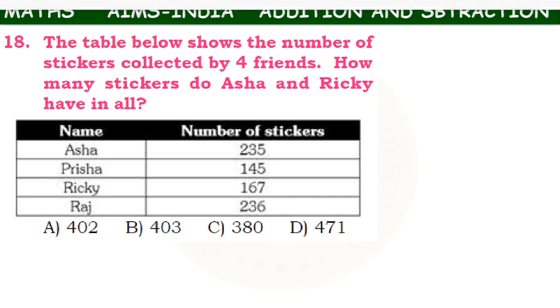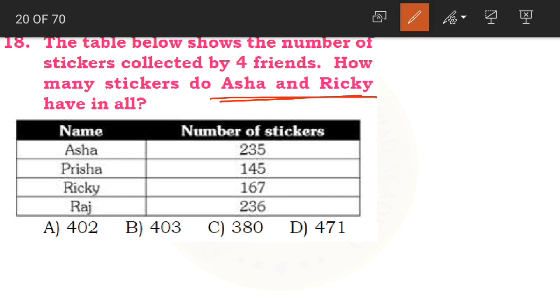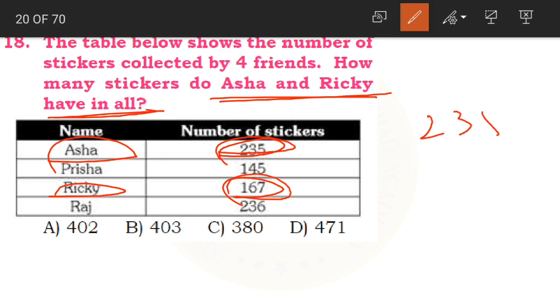How many stickers do Asha and Ricky have in all? Asha and Ricky have in all. All means total. Total of these two. 2, 3, 5 plus 1, 6, 7. 6 plus 7, 12. 1 carried.